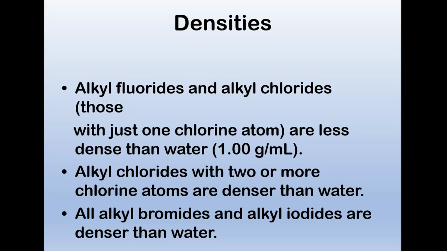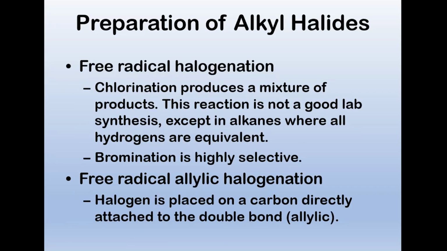So how would you make an alkyl halide? Nobody's raising their hand. Free radical halogenation. I studied the reaction mechanism. So one way to prepare alkyl halides is free radical halogenation. Chlorination produces a mixture of products. We saw the 60-40, 1-chloro and 2-chloropropane. And then we saw that bromination of propane was a lot more selective. It was like 97% 2-bromo and only like 3% 1-bromo.